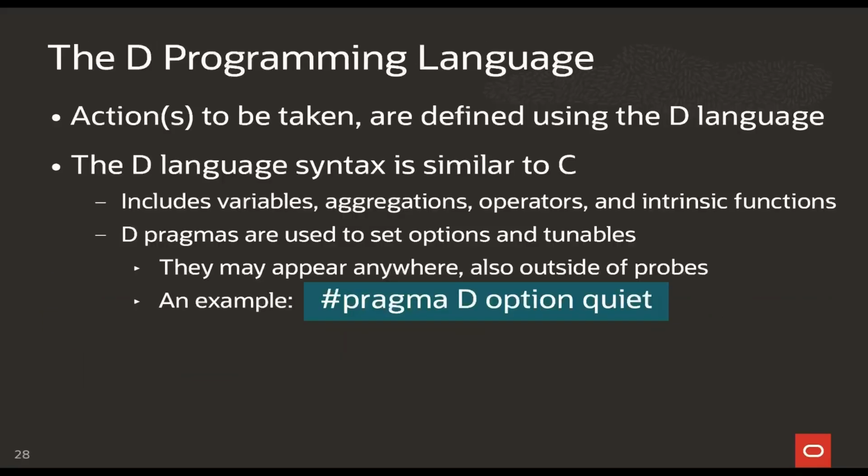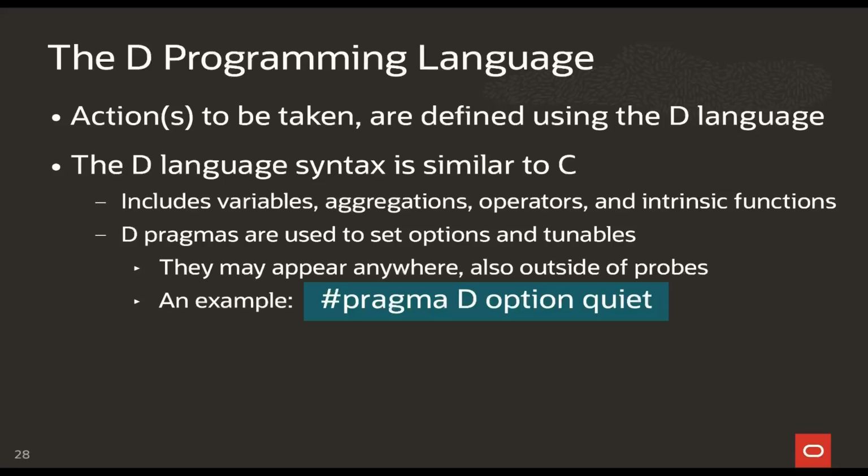I've mentioned this a couple of times already, the D programming language. That's what you can use to define the actions that need to be taken. It is similar to C, it has some awk and shell scripting flavor to it. So again, if you're familiar with one of those languages, you'll find the D language to be quite easy to learn. The D language includes variables, aggregations, operators, intrinsic functions, but no loops, for example. So you cannot have the situation that the program hangs in an infinite loop that never ends.